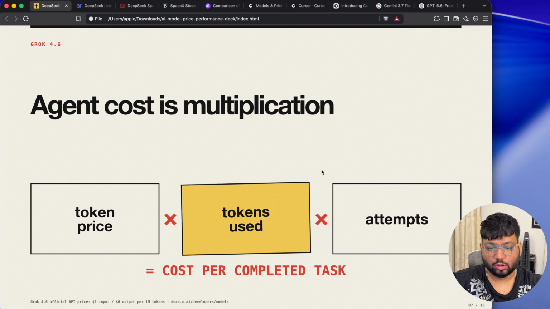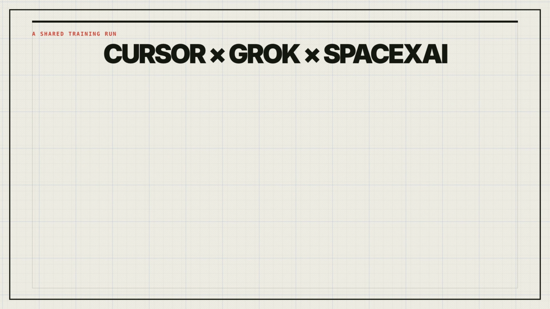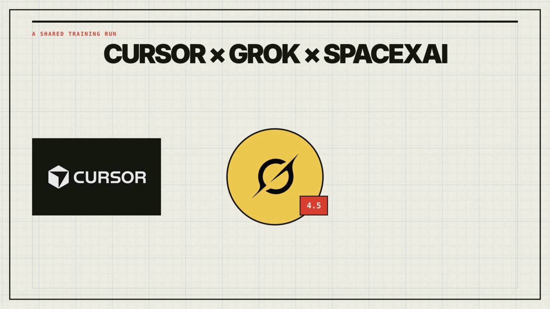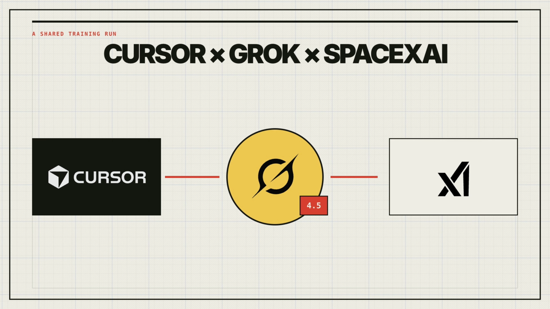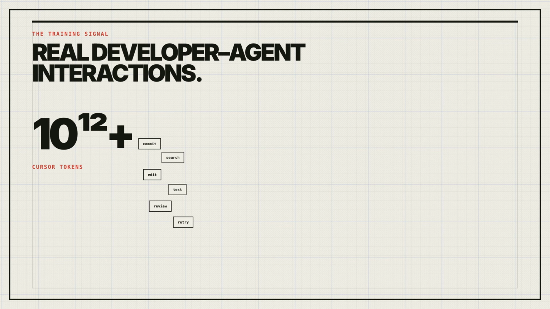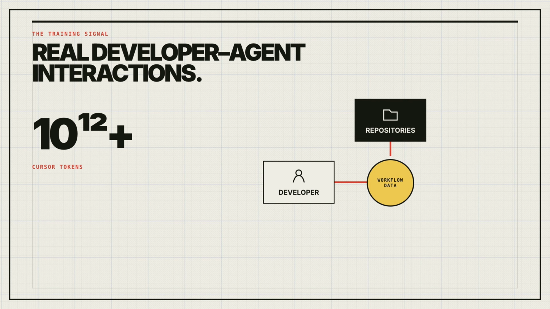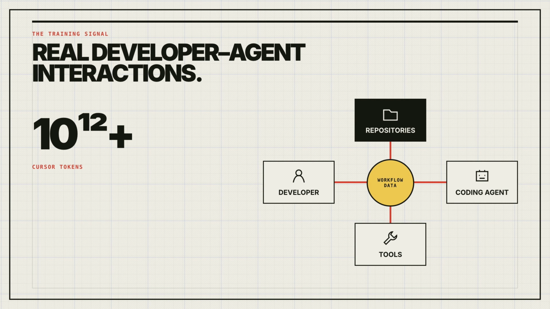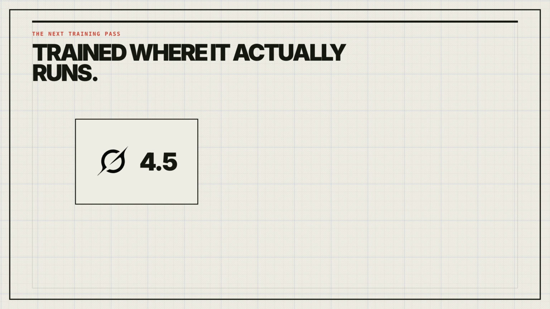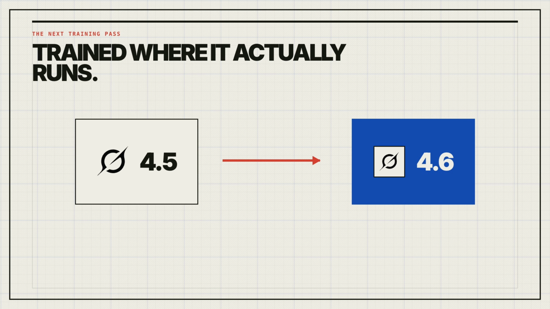And there is also an interesting side of the story which I think is more interesting for developers. So we all know Cursor jointly trained Grok 4.5 with XAI, and Cursor says that training included trillions of tokens of Cursor data, showing how developers interact with repos, tools, and coding agents. Recent reporting also says Cursor helped train Grok 4.6 as well.